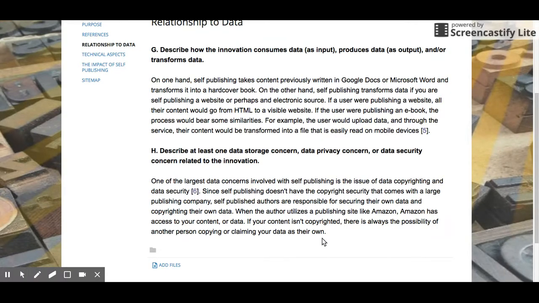So if you are going to self-publish, you do have to take into consideration the fact that you need to copyright your work because it is out there on the internet for everyone to see, to use, and everything like that.